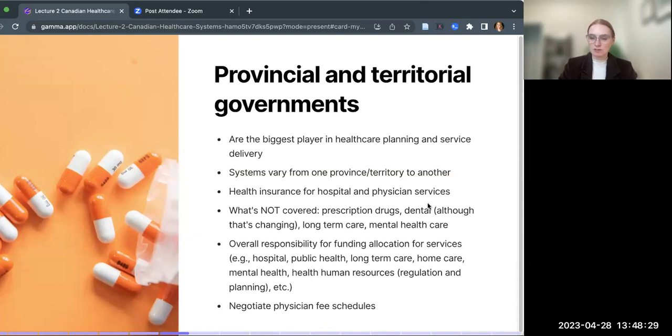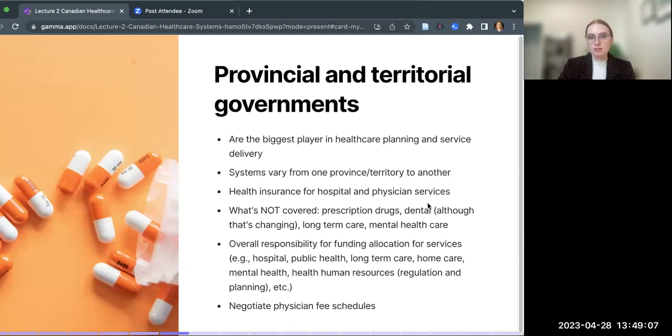Whereas some of these other services that are deemed to be extra aren't necessarily covered unless you have private health insurance, which is something that's being looked at and is probably something that's going to be in the debate over the next 10, 20 years as we look forward into where we want the health system to go. So the overall responsibility for funding allocations is really determined by the province and then the region. How they choose to spend the money that they are given by the federal government is regionally determined.